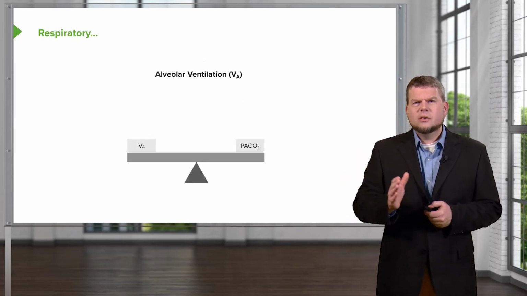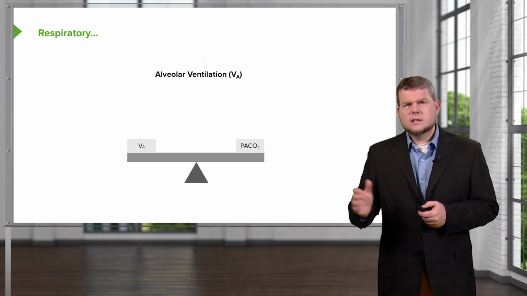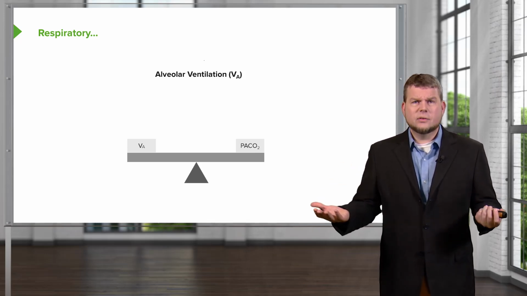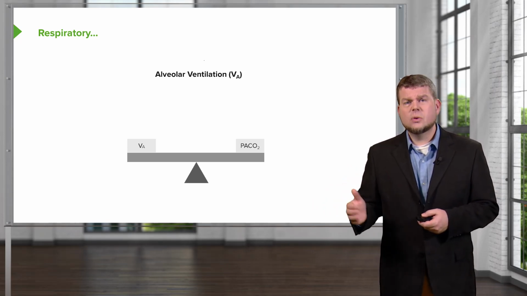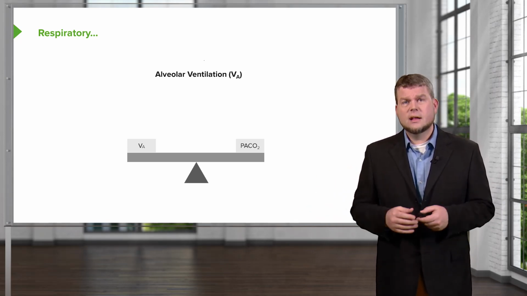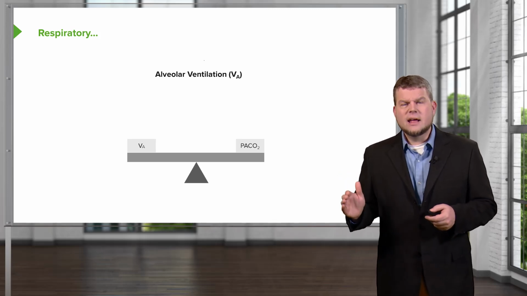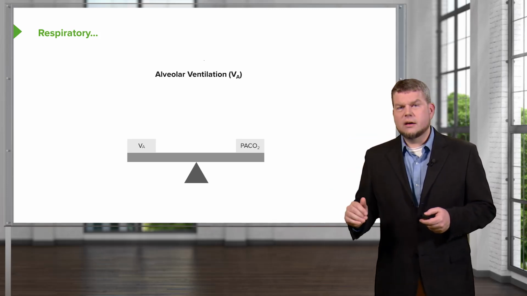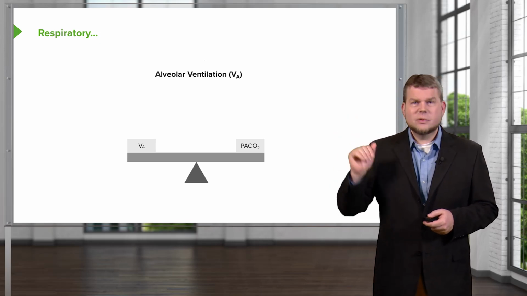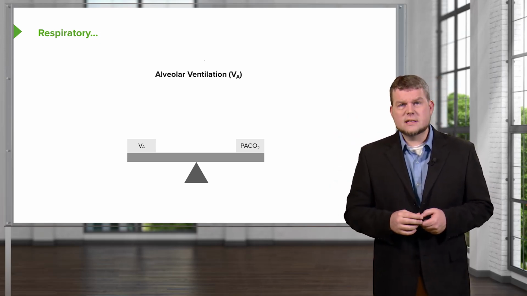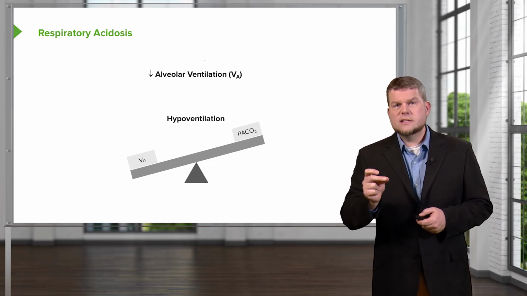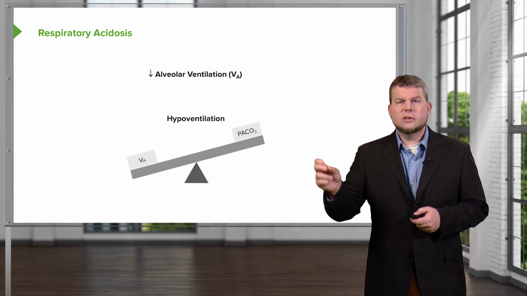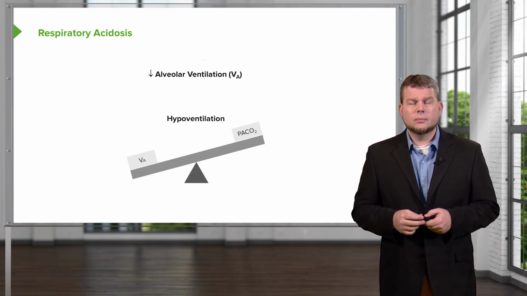So why am I worried about ventilation when I'm thinking about CO2 values? Well, alveolar ventilation and PaCO2 are inversely related. What do I mean by inversely related? If one goes up, the other's going to go down. If one goes down, the other one's going to go up. So let's take a look at this. If you had hypoventilation, you have a decrease in alveolar ventilation, automatically you have an increase in PaCO2.